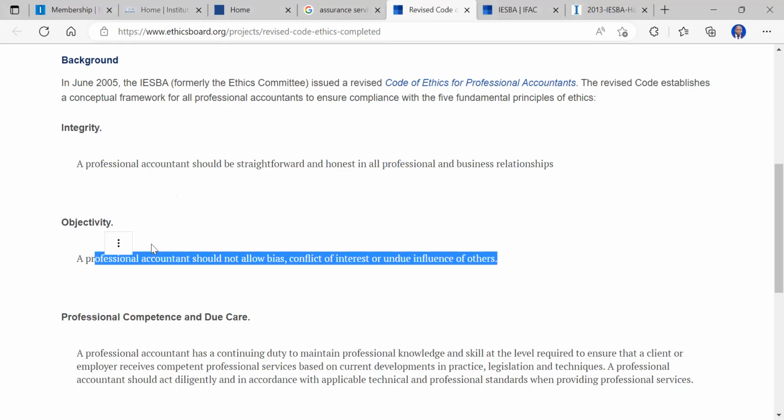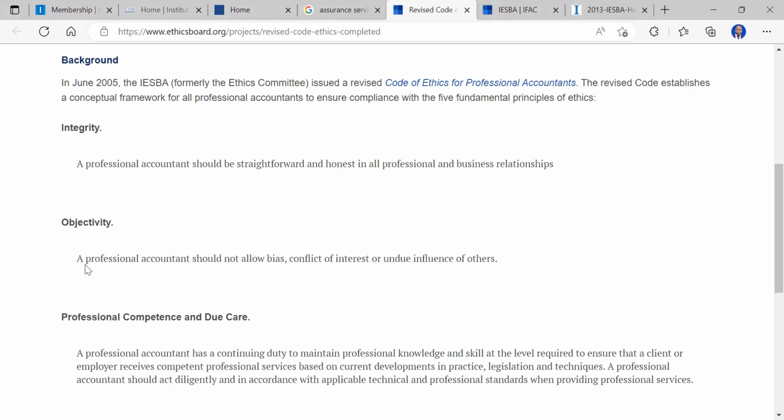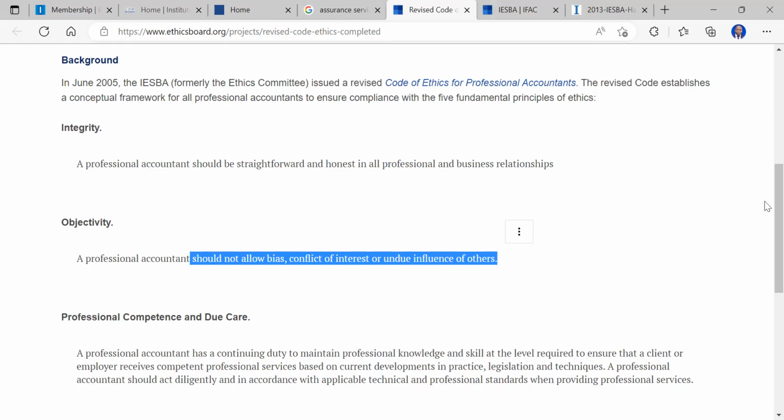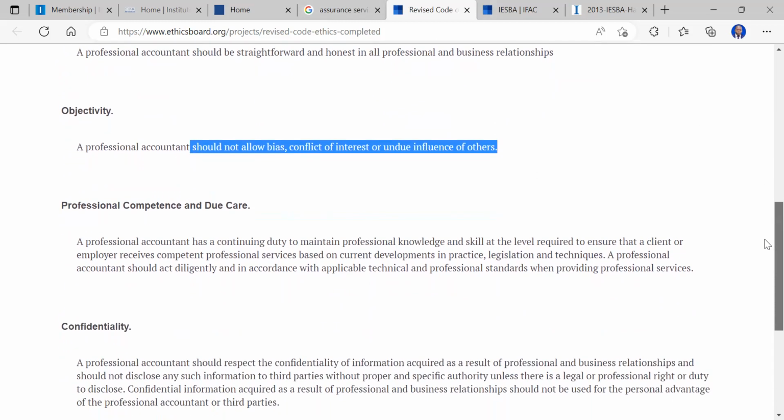Objectivity is the other, where we are saying that a professional accountant should not allow bias, conflict of interest, or undue influence of others, okay? Objectivity, whatever you give should not have bias, okay? Where you have conflict of interest, you declare. For example, if you're recruiting for an accounts assistant and you're the accountant and your girlfriend or sister applies, you should be able to declare conflict of interest and say, guys, this one is my sister, so I cannot sit on the panel.